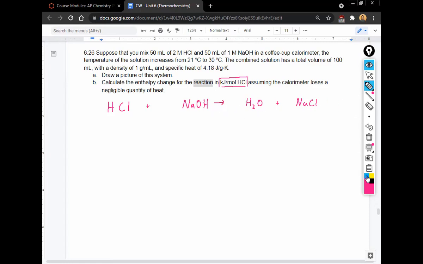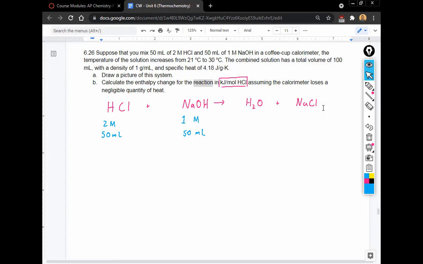Any questions on how we set up the equation? Make sense? All right. Now we're going to use some of the numbers that we have. It tells us that we have 2 molar HCl and 50 milliliters of it, and 1 molar NaOH and 50 milliliters of that. When we look at a balanced chemical equation, what unit of measurement do we always want to turn our numbers into? Not grams. Yeah, moles.